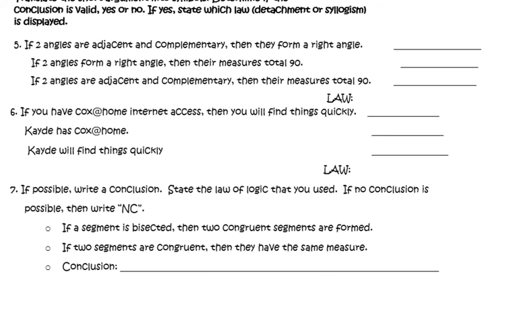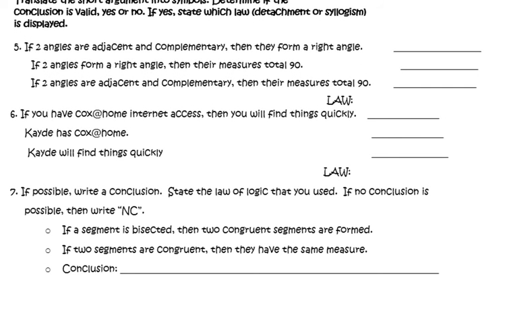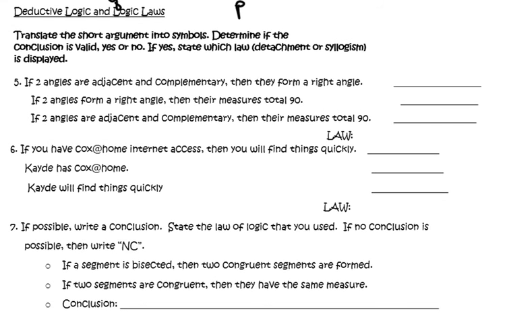Alright, and the last examples is using deductive laws, law of syllogism and law of detachment, to reach a conclusion. And the first one says to just translate the short argument into symbols and determine if the conclusion is valid. So we're looking for detachment or syllogism.